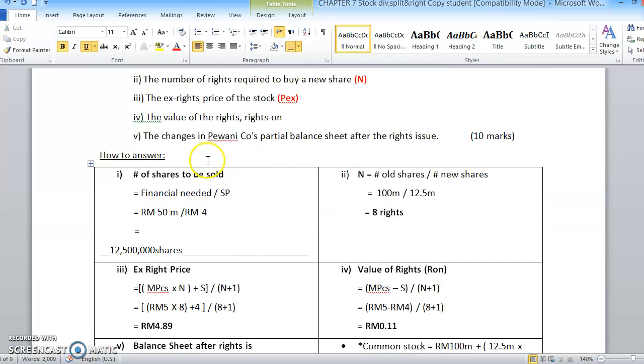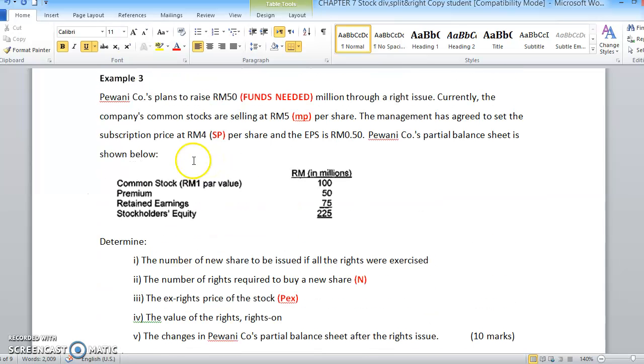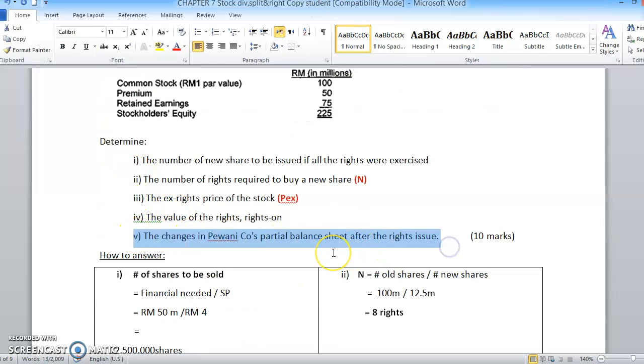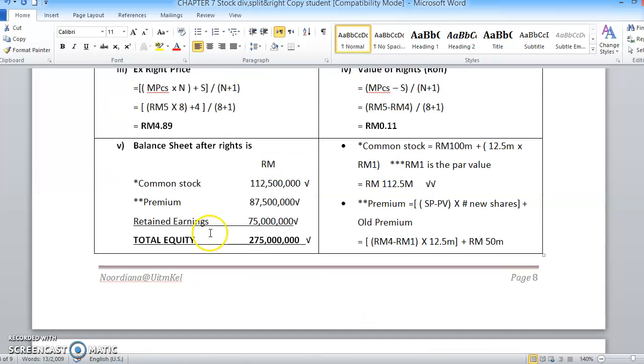Right? So, ini adalah soalan untuk, normally untuk soalan stock rights. Okay. Lastly, biasa dia akan tanyalah, what are the partial balance sheet for this right issue? So, macam ni lah cara you jawab. Remember, jumlah common stock total book value-nya akan bertambah. Premium juga biasanya bertambah. Dan plus the retained earning kekal sama. Okay, from the previous balance sheet.